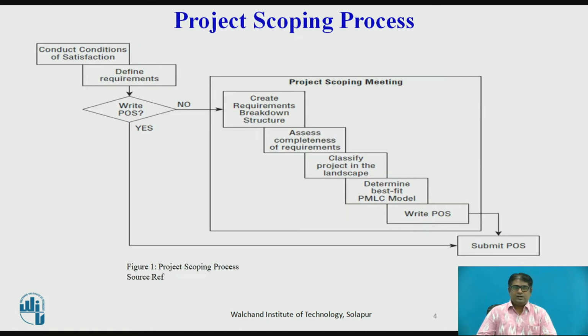Here you can see the diagram of the project scoping process. You can see here the conduct conditions of satisfaction, that is costs. So it will be defined here. Then define requirements, which goes to check whether it is the right PO. If it is no, then it will go to the project scoping meeting phase, in which it has to follow five steps. And if it is the right PO, if the conditions are satisfied, then submit the PO.